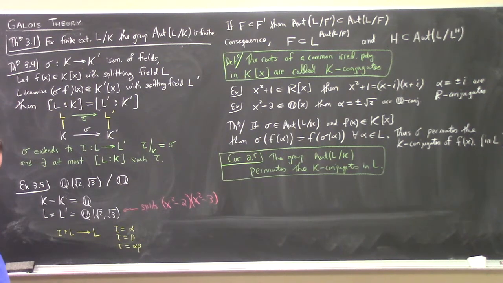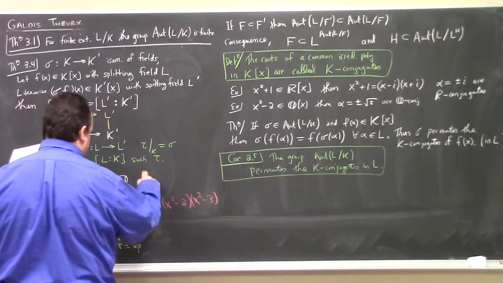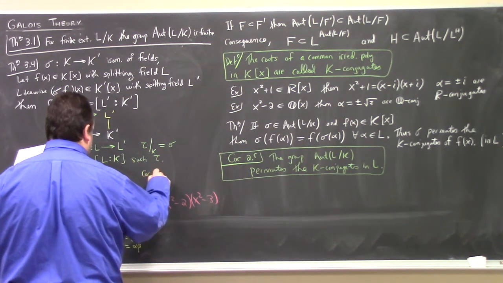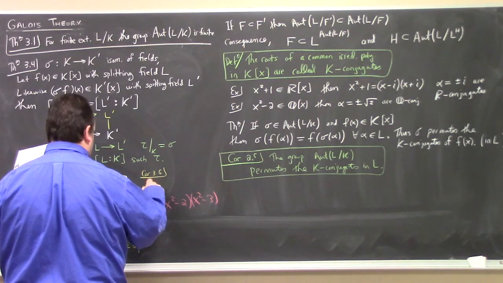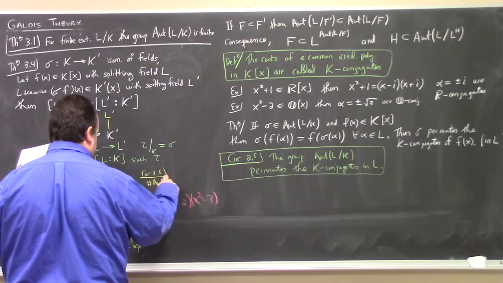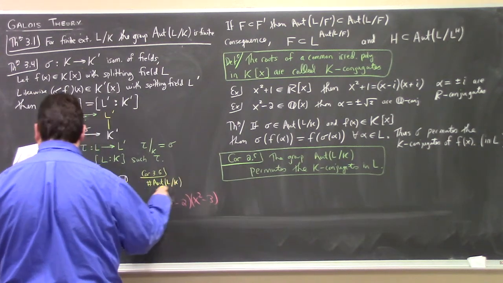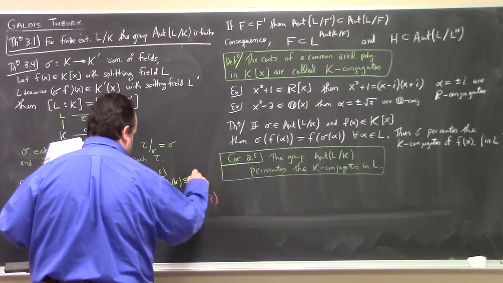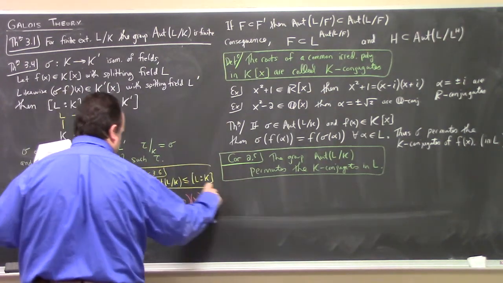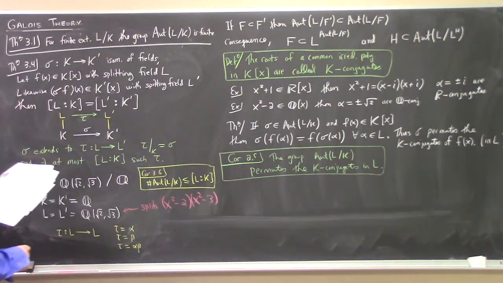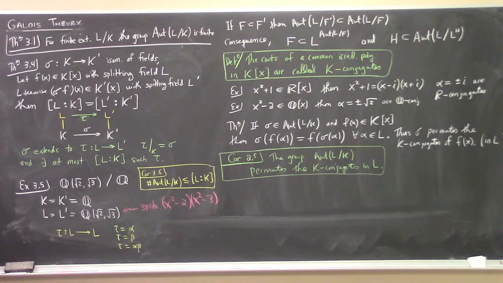And then, let's see here, what else? So, corollary 3.6 was that the number of automorphisms of L over K is less than or equal to the degree of L over K, right, for L a splitting field over K.